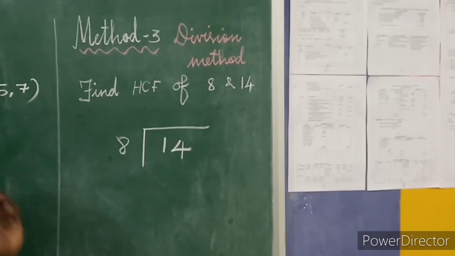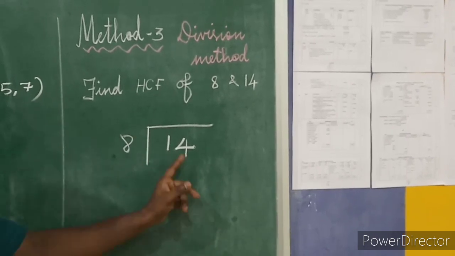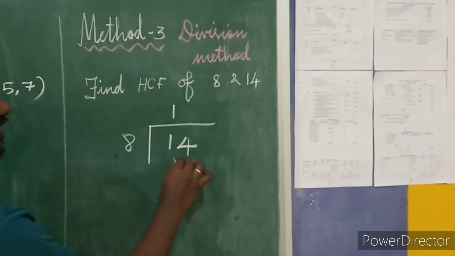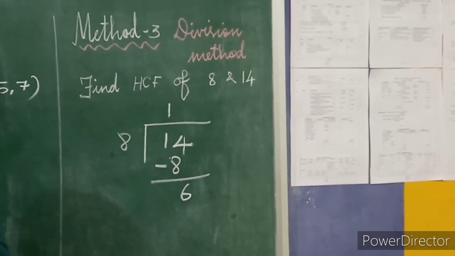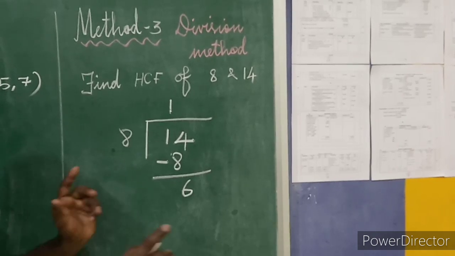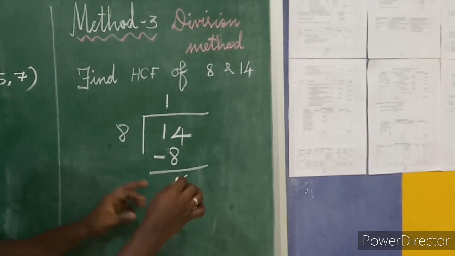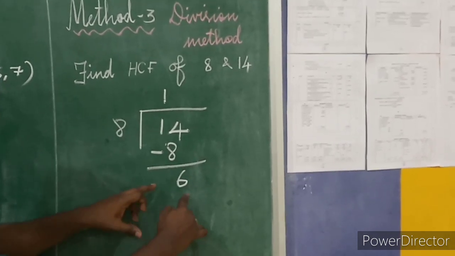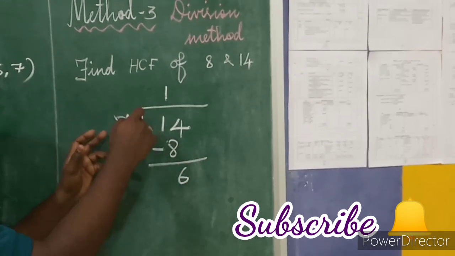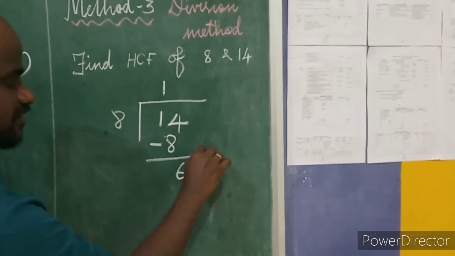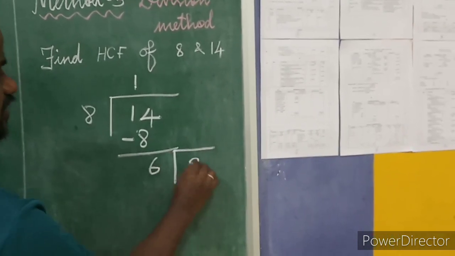In 14, how many 8's are there? Divide. 1 8 is 8, 2 8's are 16. So in 14 I got only one 8. 1 8 is 8. So subtract: 14 minus 8, I get 6. So what am I supposed to do? Second step, which you proceed with till we get 0. Keep the remainder as the new divisor, and take the previous divisor as the new dividend. What is the previous divisor? 8.